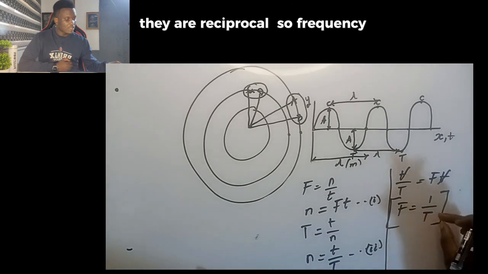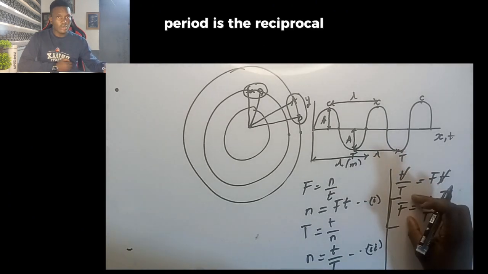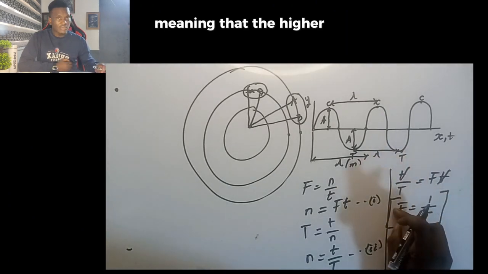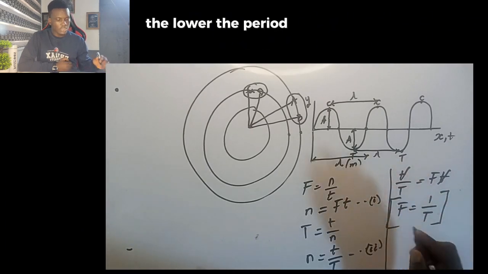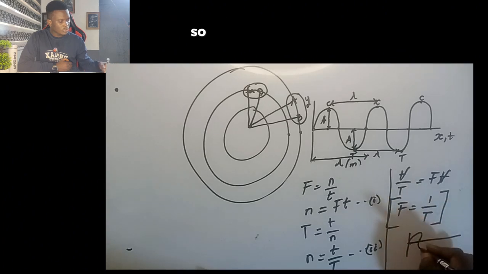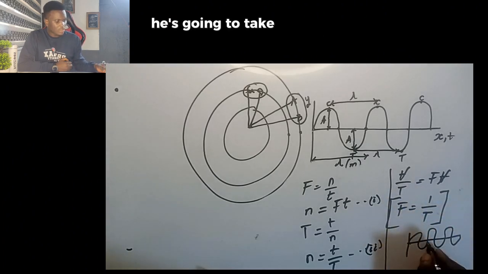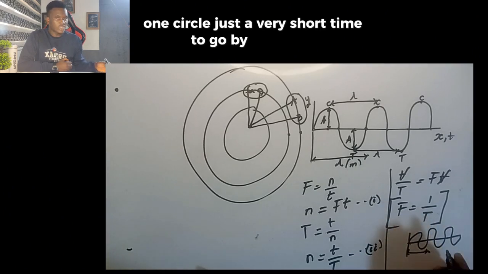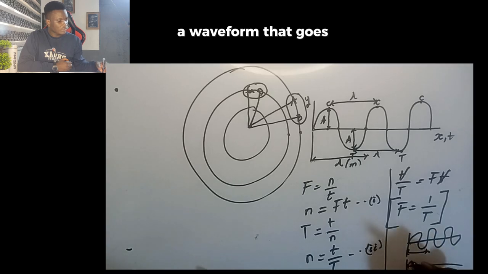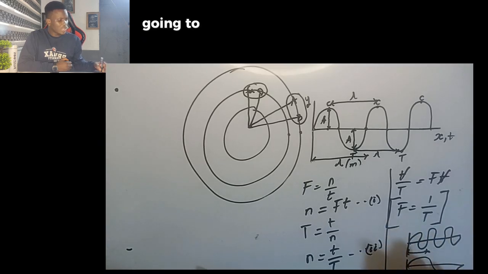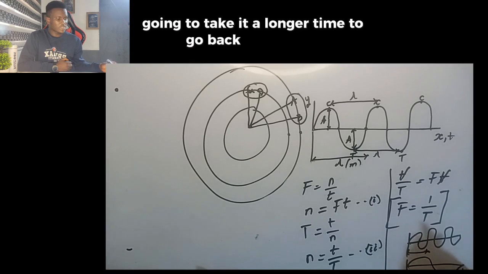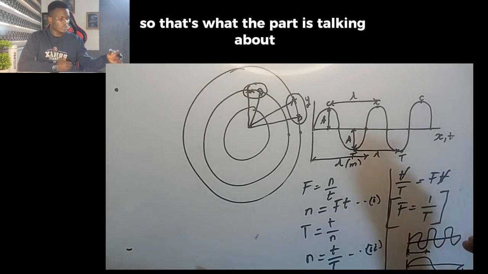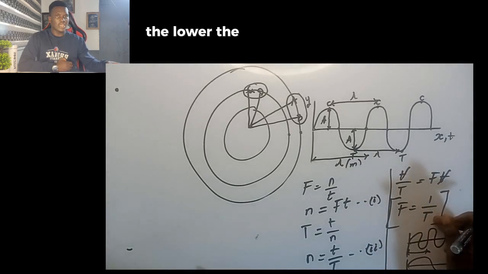Period is the reciprocal of frequency, meaning that the higher the frequency, the lower the period. A waveform that goes so fast is going to take a shorter time to cover one circle, just a very short time to cover one circle. But a waveform that goes slowly is going to take a longer time to cover one circle. So that's what that part is talking about. The higher the frequency, the lower the time that you get.